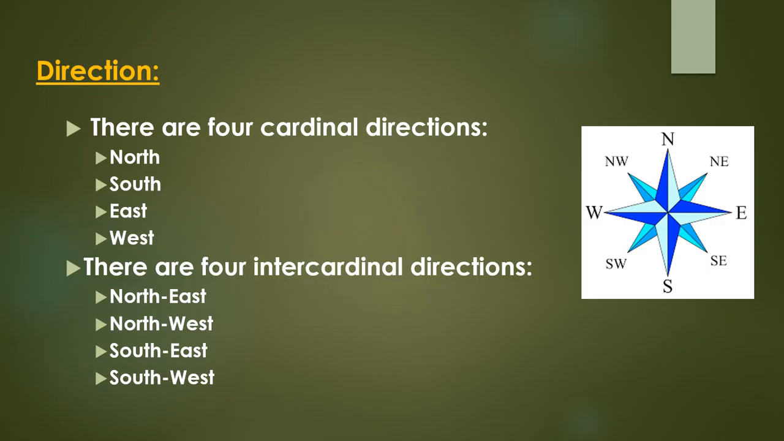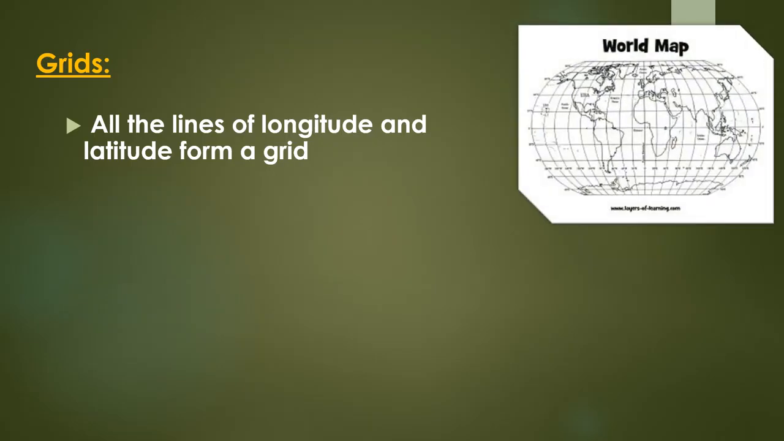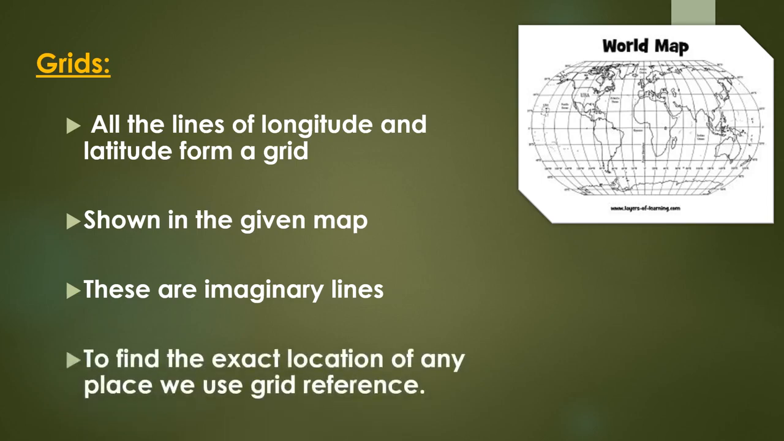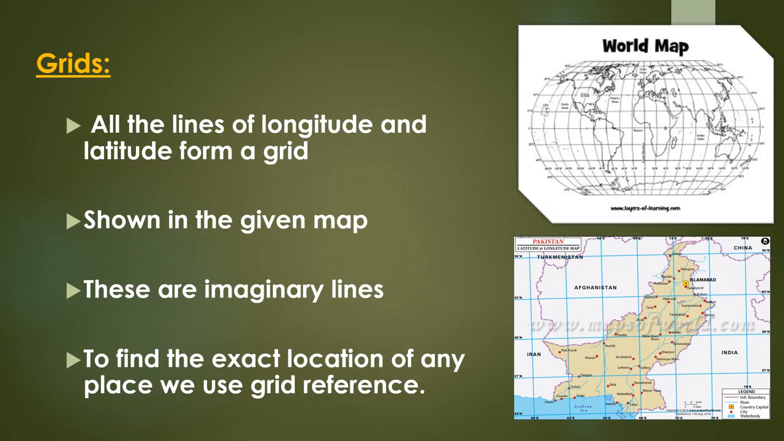Dear students, the next very important tool to study a map is grid reference. Grids: all the lines of longitude and latitude form a grid. These are shown in the given map on the right-hand side of the screen. These are just imaginary lines used to find the exact location of any place. Here in the images grid reference is shown. In the top image a world map with grid is shown, while in the lower image a map of Pakistan along with grid reference is shown. With the help of this one can find the exact location of any city of Pakistan.